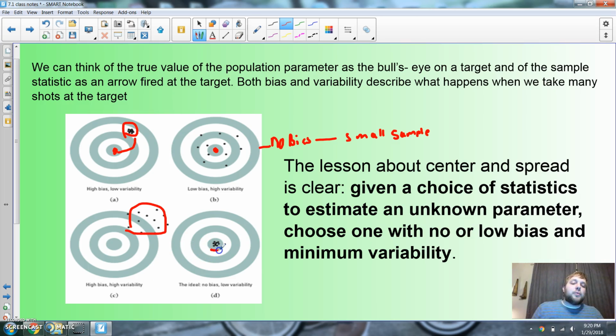And then this one, this is what we really want, guys. Large sample, so there's not much variability, and a straight shooter. Non-biased sample, simple random.